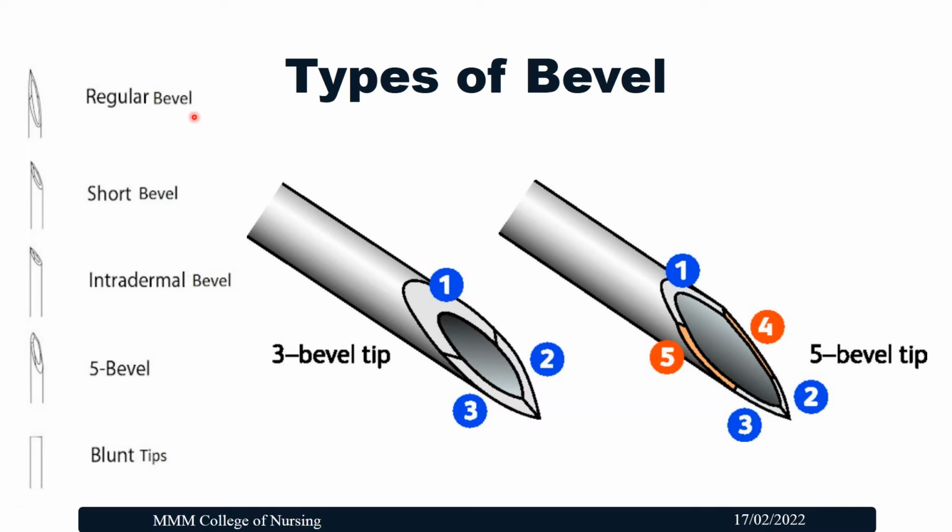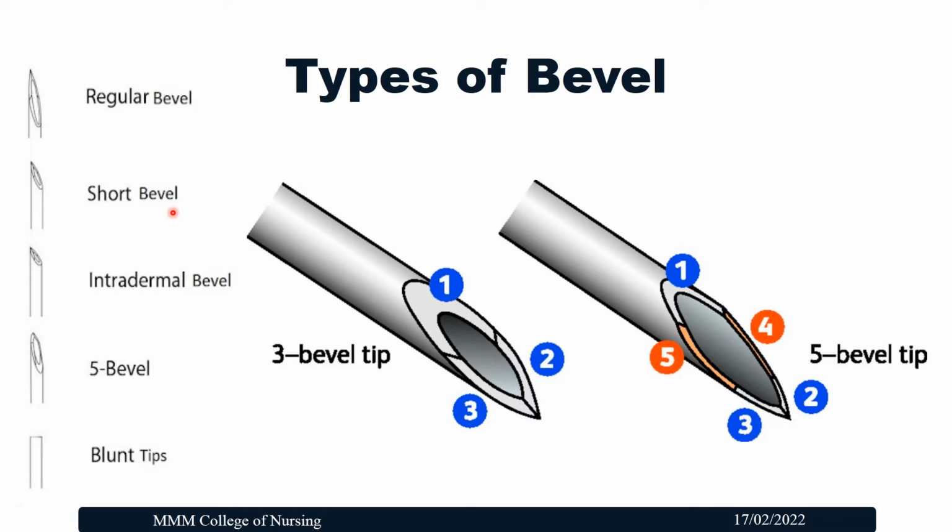There are different types of bevels available in the needle. One is the regular bevel. This regular bevel is very commonly used for all kinds of injections. It is also called a 3 bevel tip. That is, the cutting edges are 3 in number. Here we can see 1, 2 and 3.